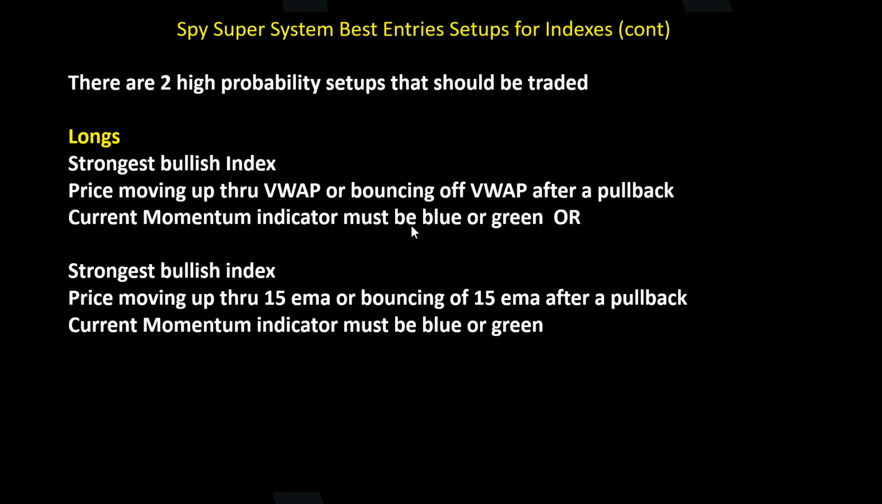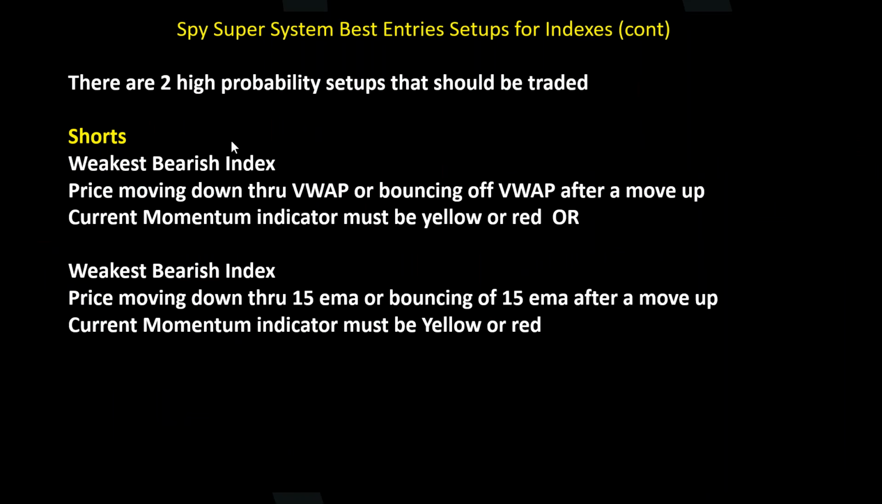Now the second thing is if the price has moved away from the VWAP, you use exactly the same conditions on the 15 EMA. Price moving up through the EMA or bouncing off the EMA after a pullback, right? So it's going to be moving up through the 15 EMA, and the current momentum indicator must be blue or green. It could have just been red, or it could have been green for a while, but it must be bullish. So a break up through the 15, or a stock price moving down to the 15 and bouncing off of it, right? I'm going to show examples of all of these. And again, for shorts, it's exactly the opposite. You take the weakest index. Which one is the weakest for going short?